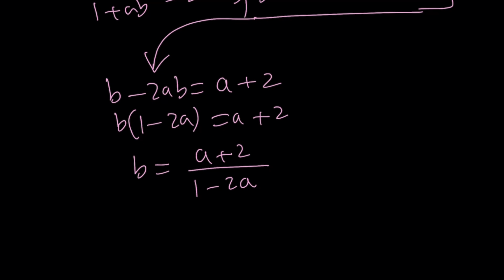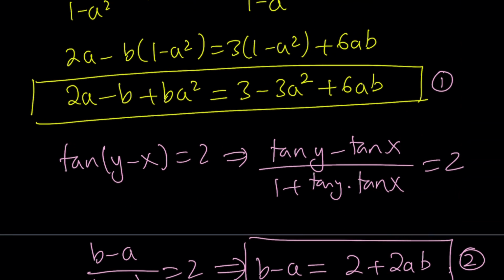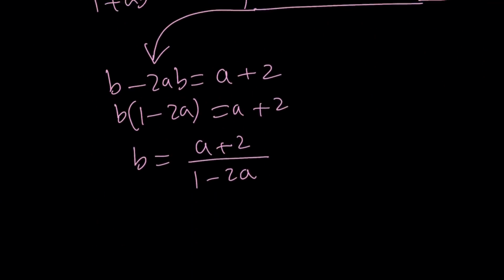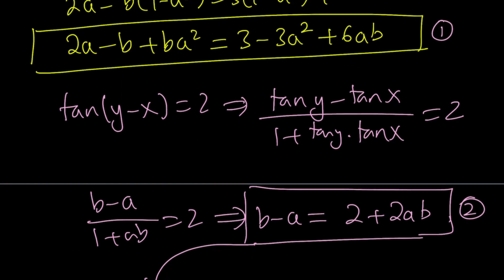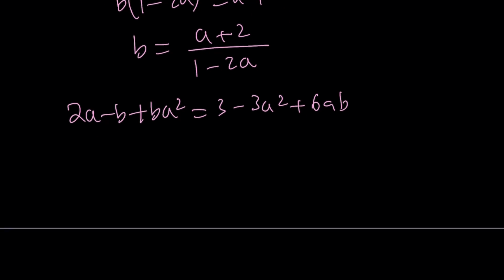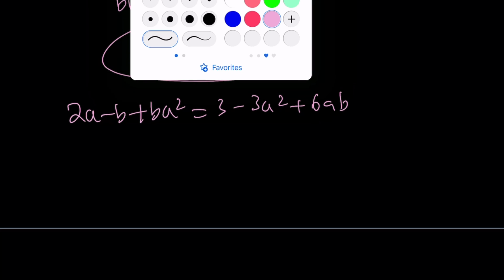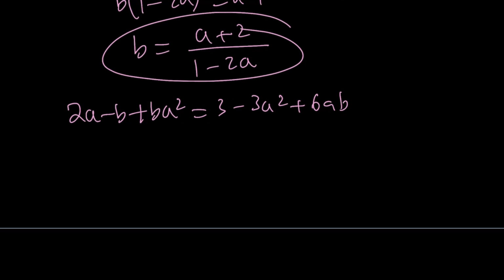So this is the value of b that I can use, and let's plug it into the first equation. All right. So my first equation is 2a minus b plus ba squared equals 3 minus 3a squared plus 6ab. Let's check to make sure that it's correct. Okay. And then I'm going to substitute this into my equation. Let's go ahead and do it. So I'm going to replace b with that.